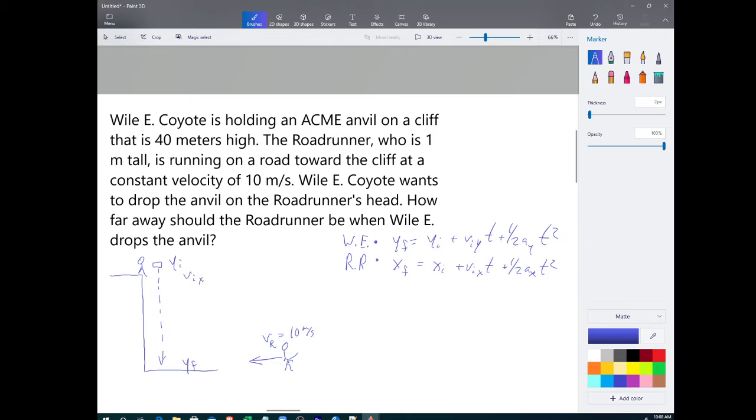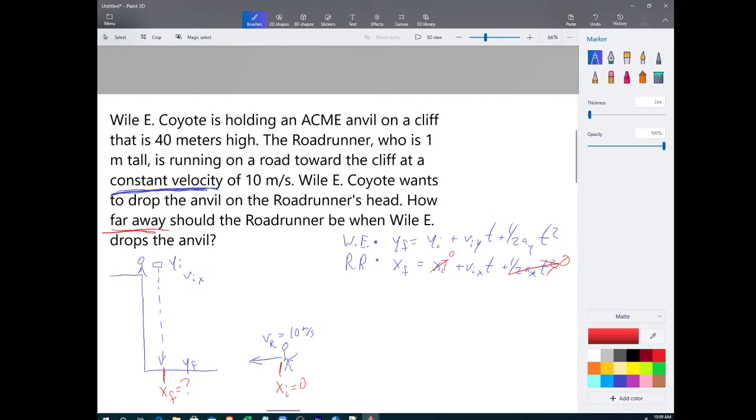Alright, so right off the bat with the Roadrunner, I'm going to take care of a couple things. He's going at a constant velocity. That means there is no acceleration, remember. Acceleration is when you're changing velocity. And also, we're not going to worry about his initial speed. We're going to say just like where he's at right now, that's going to be his initial. But where he lands here, that will be his final, which we will need to figure out. Again, it's how far away should he be.